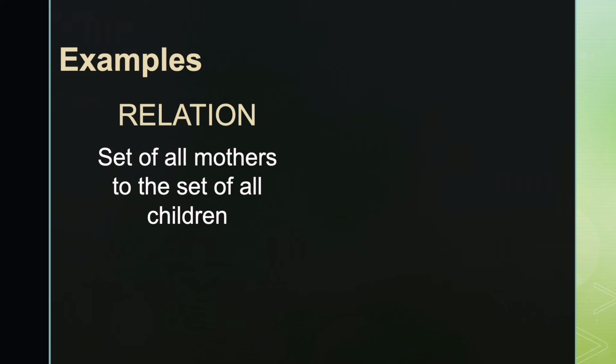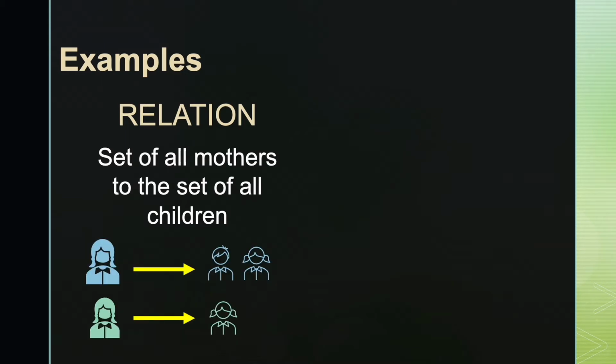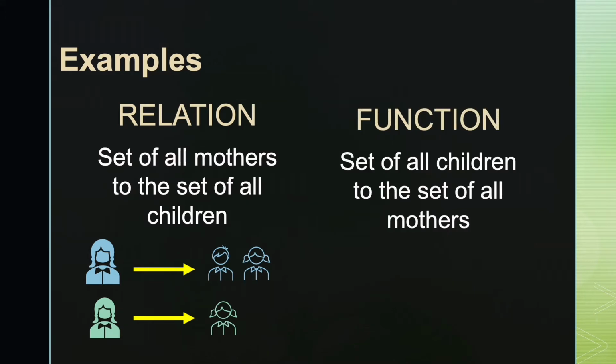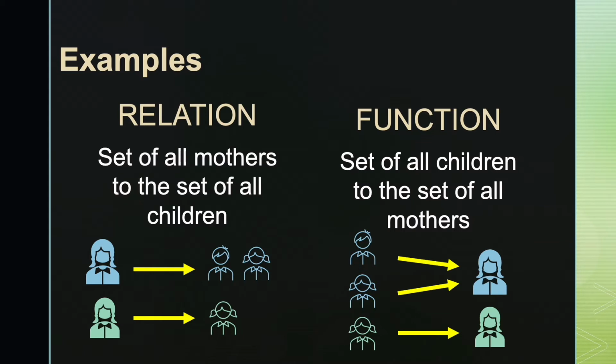Here are some examples. Example of relation: the set of all mothers to the set of all children. The elements of the domain can be imagined as input to a machine that generates one or more outputs. For the function, we have the set of all children to the set of all mothers. Here, the elements of the domain can be imagined as input to a machine that for any input generates only one output.